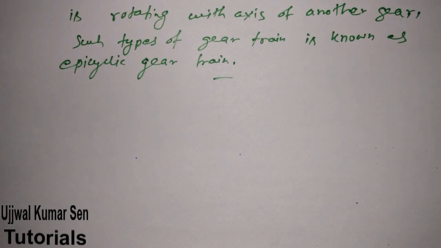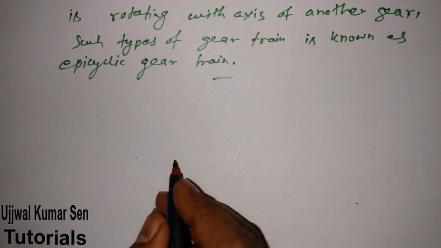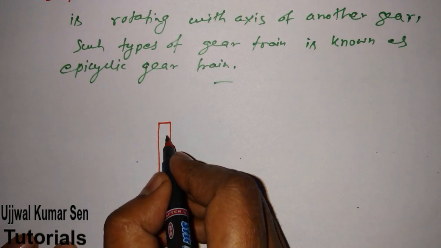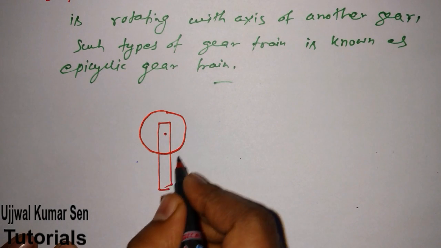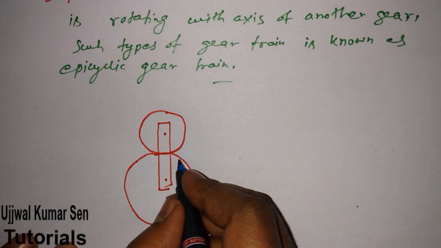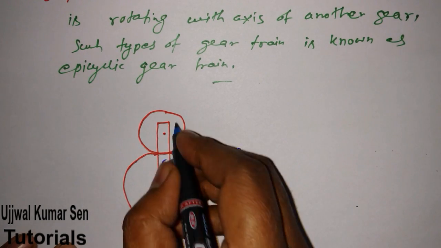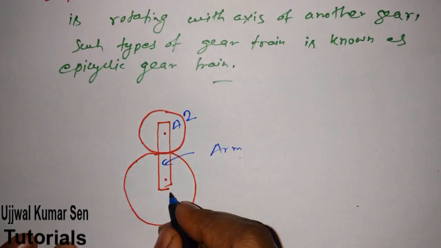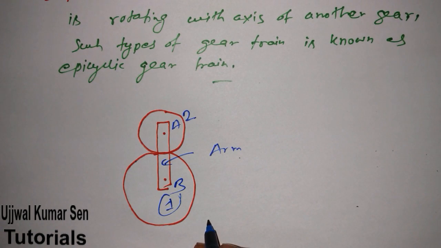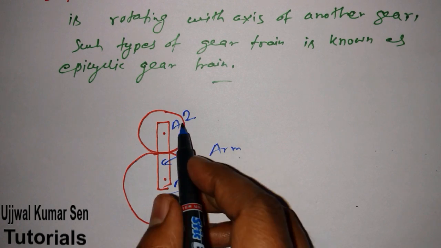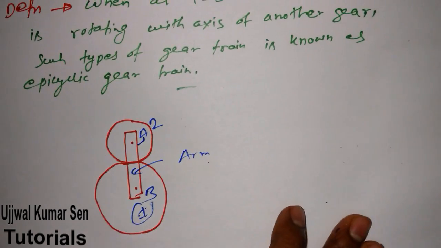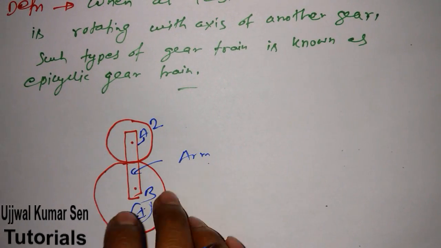Let's go for its diagram, which is also important. Let's say this is an arm, and here we have a gear and also a big gear. This one is A, this one is B, this gear is 1, this one is 2, and let's say the arm is A. In this way we can draw the epicyclic gear train.